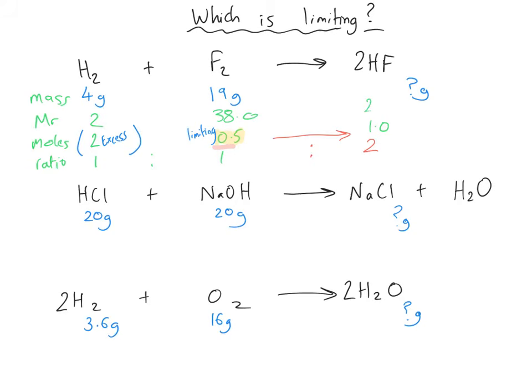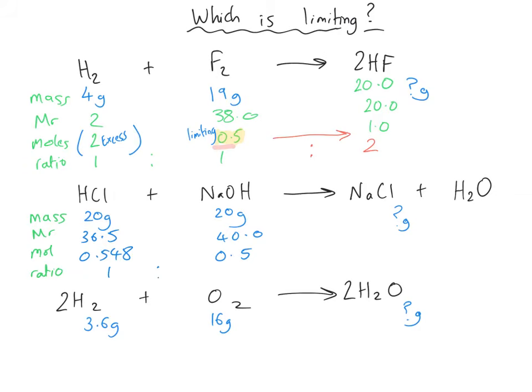The MR of hydrogen fluoride is 20.0, and so the mass of hydrogen fluoride is moles, 1, times MR, 20, which is 20.0 grams. If we then take a look at the second question, and we've got 20 grams of each of our reactants, we calculate the MR values of hydrochloric acid, 36.5, and sodium hydroxide, 40.0. The moles of hydrochloric acid is then 0.548, and the moles of sodium hydroxide is 0.5.